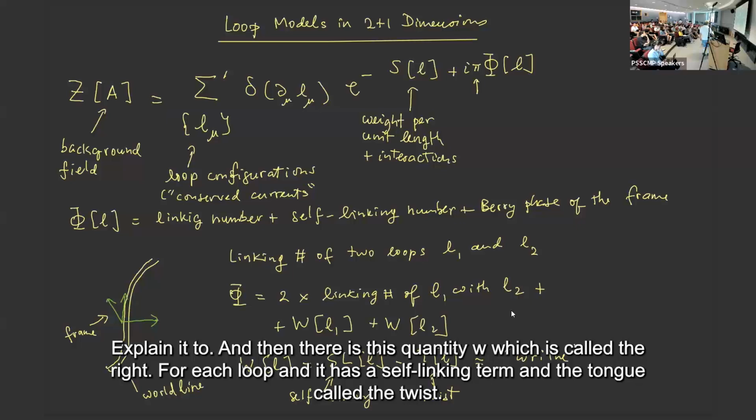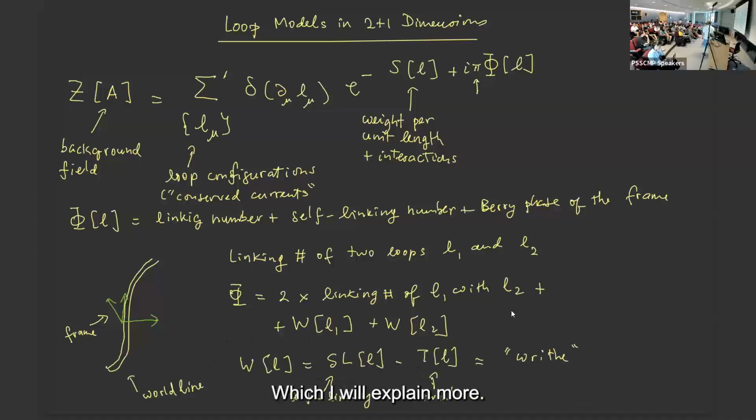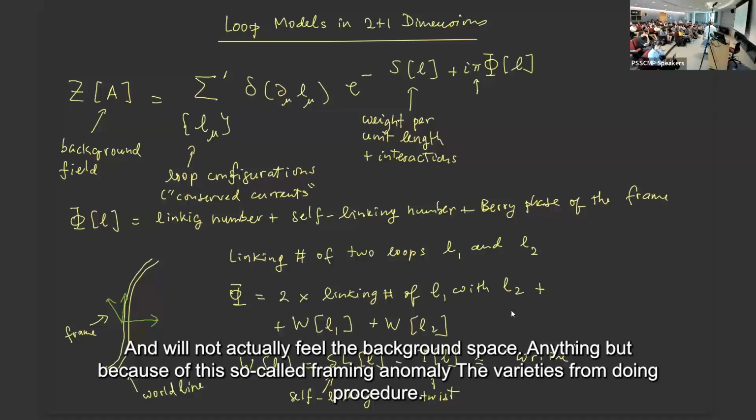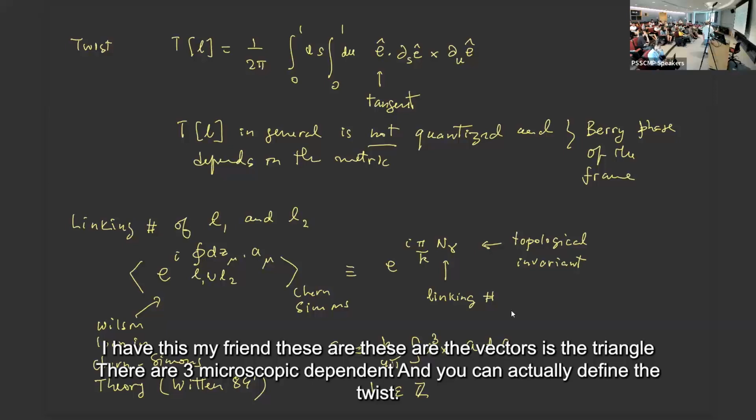And then there is this quantity W, which is called the writhe, for each loop. And it has a self-linking term and a term called the twist, which I will now explain. So if I only had the self-linking term, everything here would be topological and would not actually feel the background space. But because of this so-called framing anomaly that arises from doing this procedure, I have this frame. These are the vectors, this is a triad. There are three vectors, a tangent vector and two perpendicular vectors that go around. And you can actually define the twist as this mixed product.